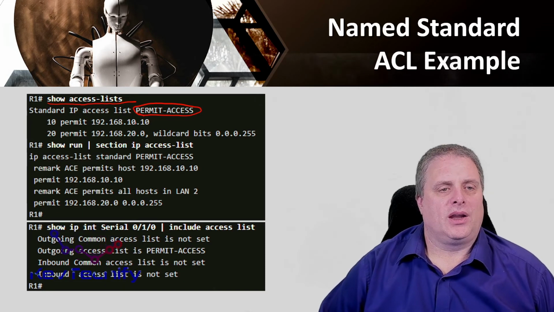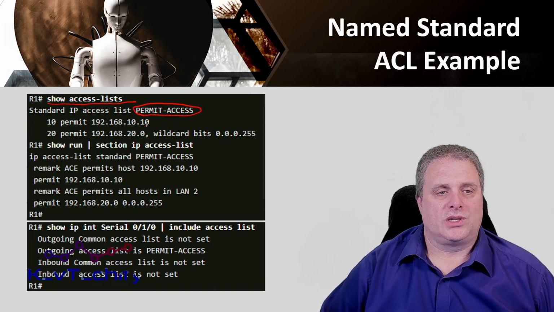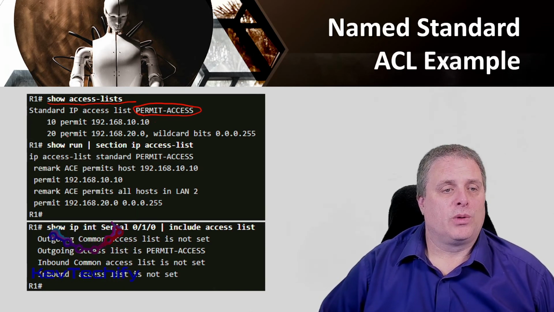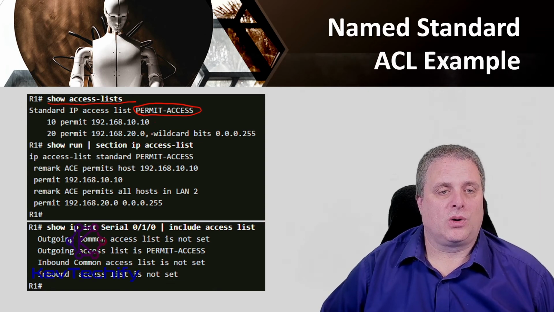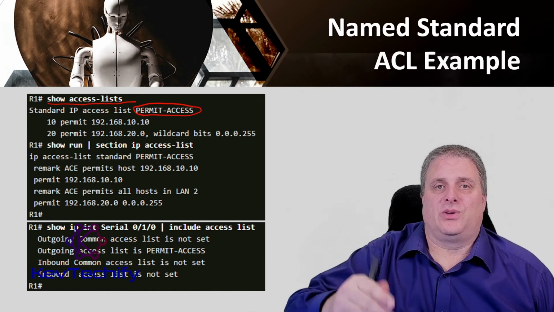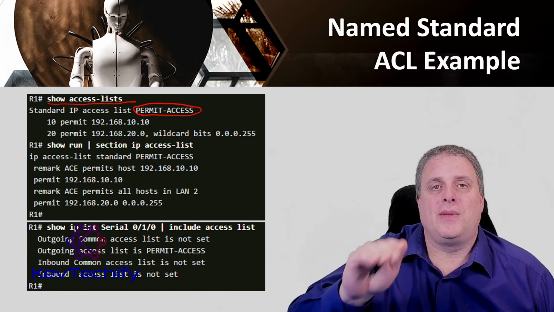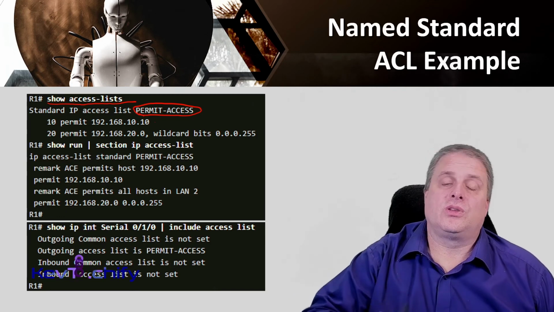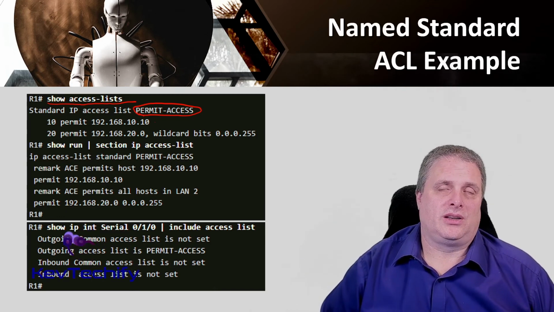Here we're permitting the host at 192.168.10.10, and we're permitting the 192.168.20.0 network. And once again, at the end is that implicit deny. So you always have to make sure you include some permit statements in your access control list. Otherwise, everything else will be denied.